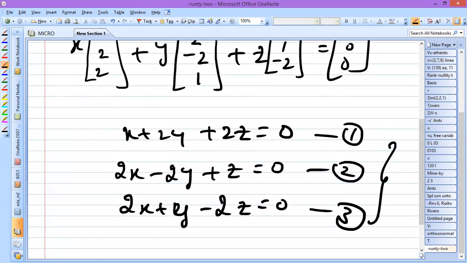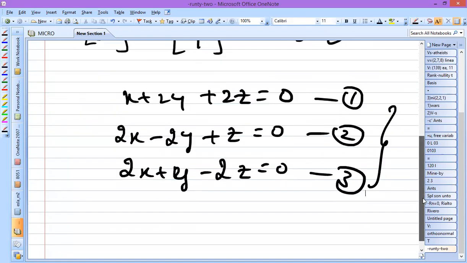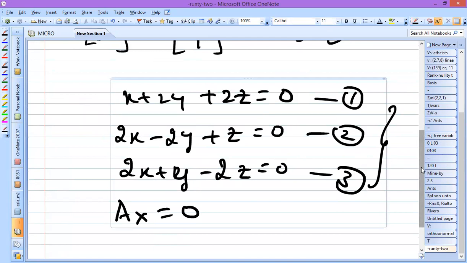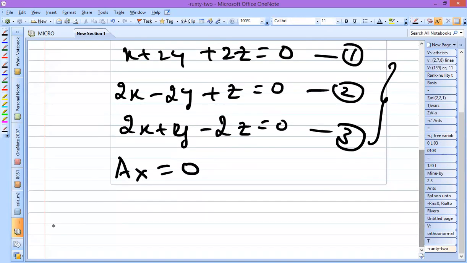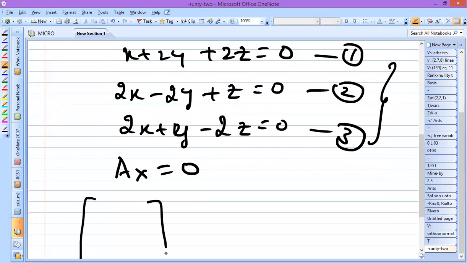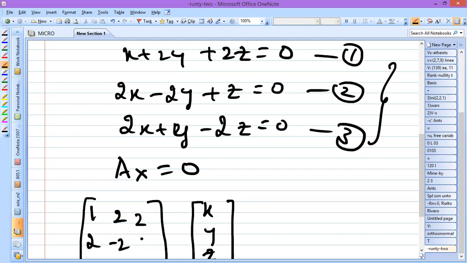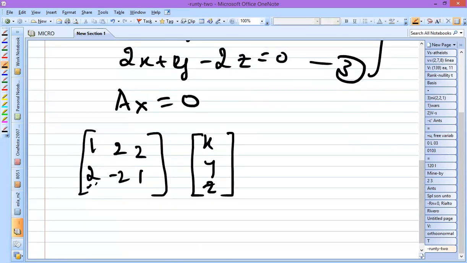So now you have three equations. Now we can write them in the form of AX equal to 0. So write the three expressions in the form of AX equal to 0. What are the elements of A now and what are the elements of X? X is the variables x, y, z. So here A is 1, 2, 2; 2, minus 2, 1; and then 2, 1, minus 2, into x, y, z, it must be equal to 0. So here it has to be solvable.